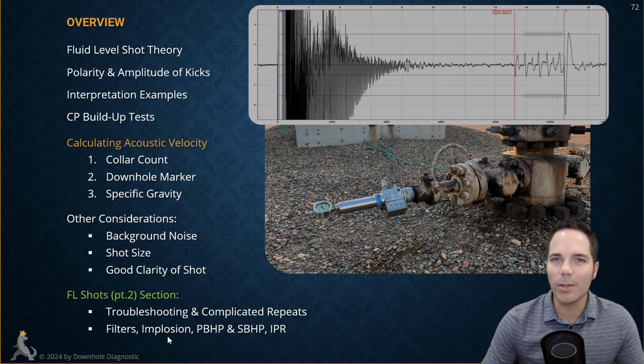We'll talk about implosion shots with the 1500 PSI gun. That's where you shoot the pressure from the well into the gun. And we'll talk about producing bottom hole pressure, static bottom hole pressure, how to calculate those, and then tie those into the inflow performance relationship, which is a way to predict the maximum production you can get from a well. So this is what we're going to talk about here in this section. It's going to be all of these topics. This is going to be the second fluid level shot section.